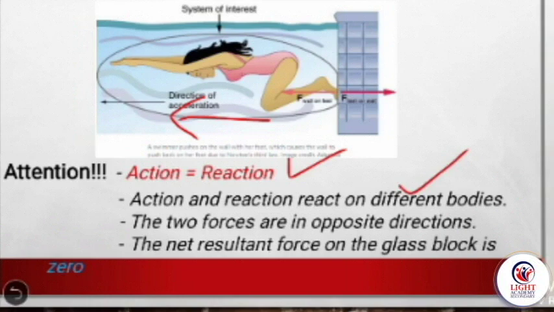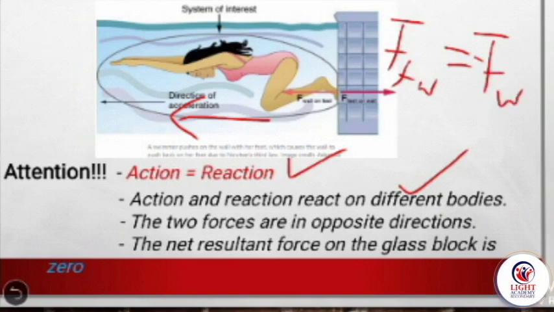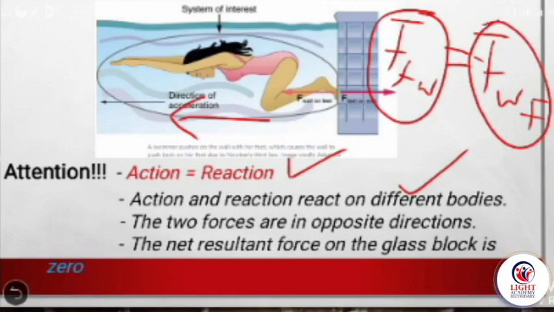The two forces are in opposite directions. The force F by the feet on the wall is equal to the force by the wall on the feet. Very good. And we must also pay attention to this: when you add this force and this force, the resultant is 0.